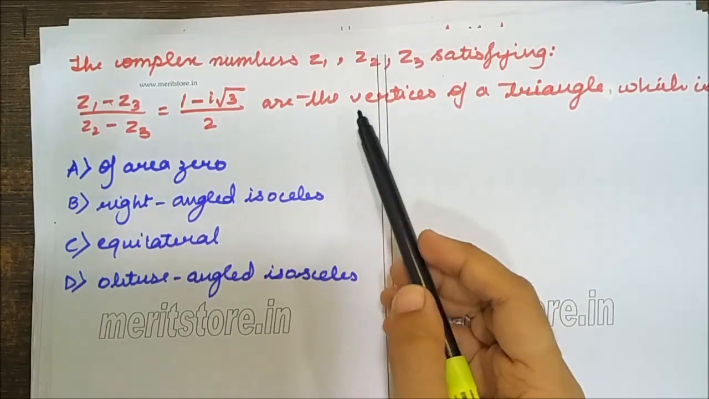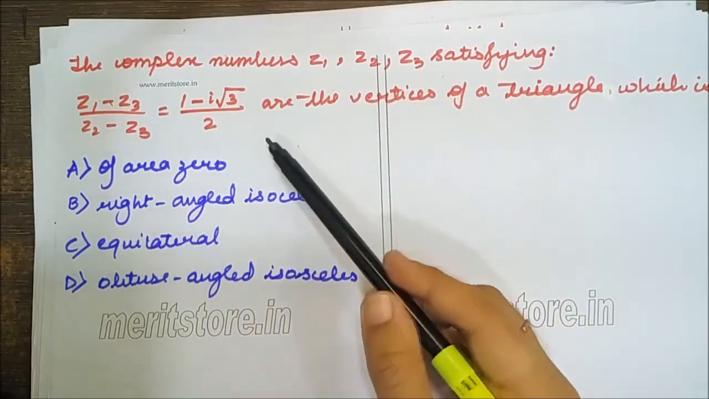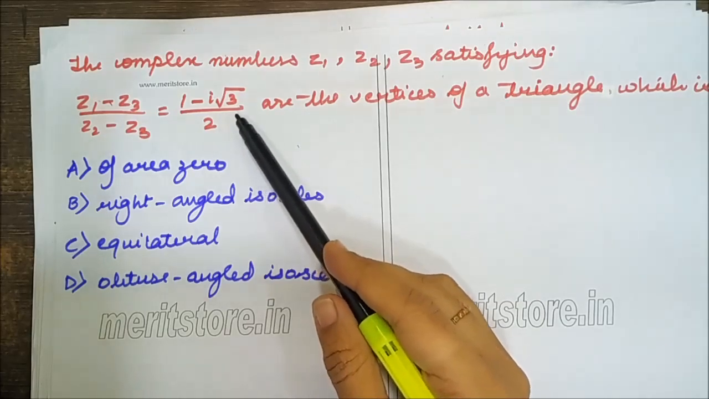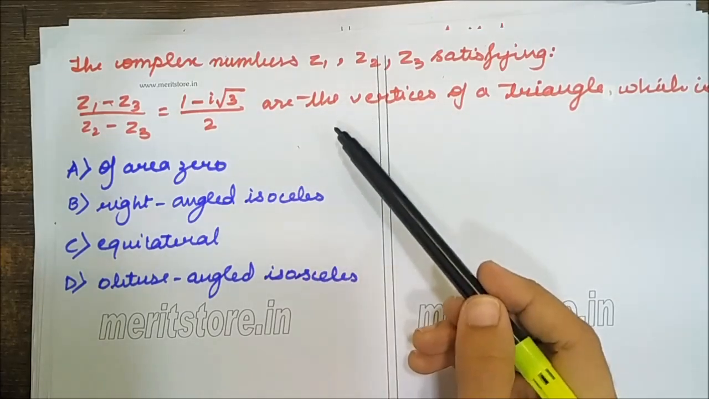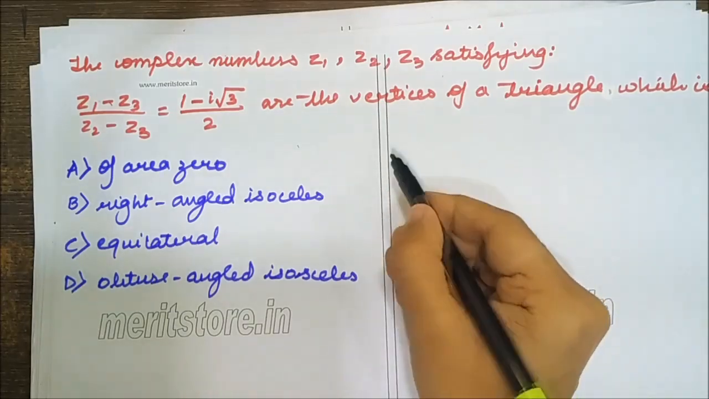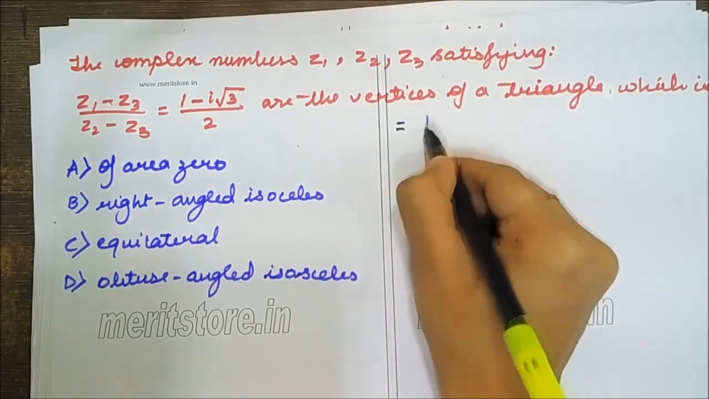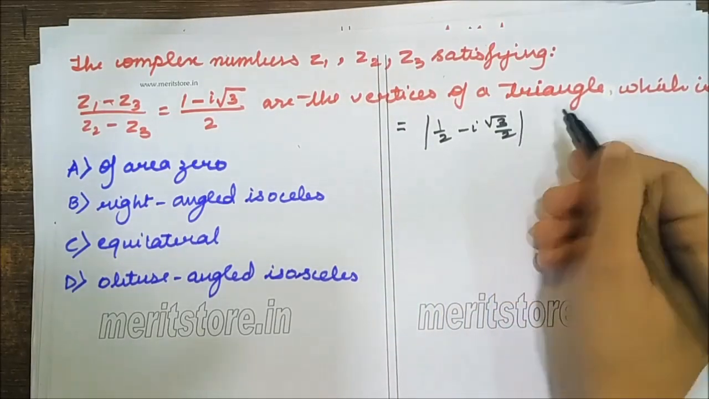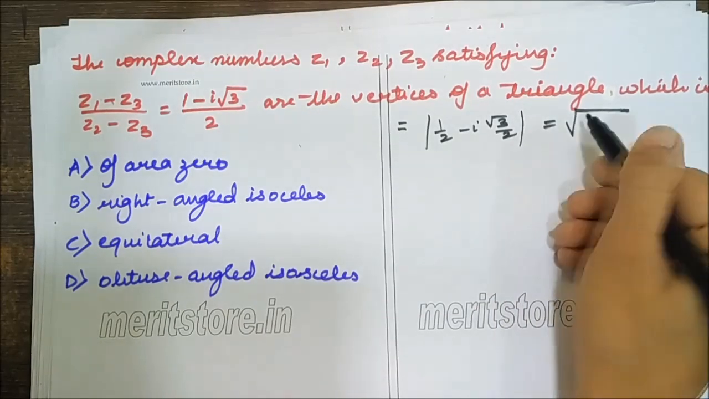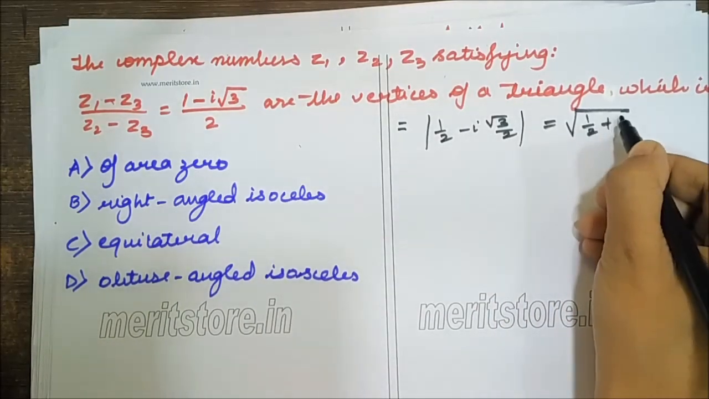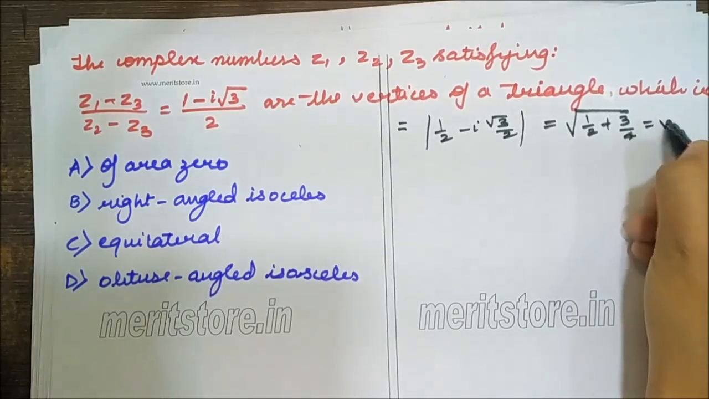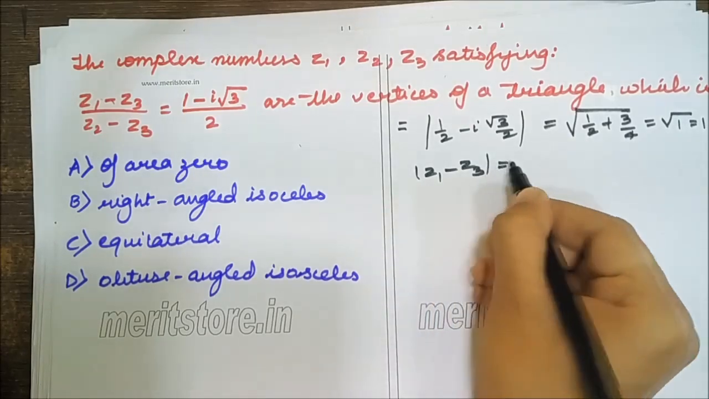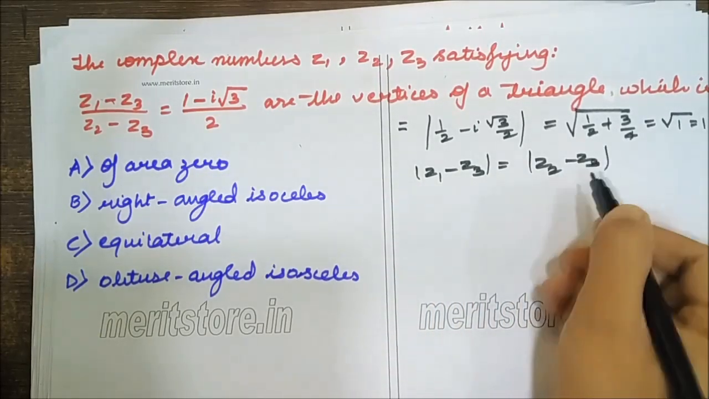The complex numbers z1, z2, z3 satisfying (z1 − z3)/(z2 − z3) = (1 − i√3)/2 are vertices of a triangle. Okay, so here half minus i√3/2, this is in the form of a + bi. What you get, a² + b² is half plus 3/4, that is root 1 equal to 1. |z1 − z3| is equal to |z2 − z3|.